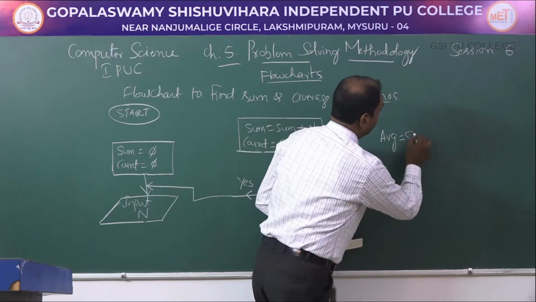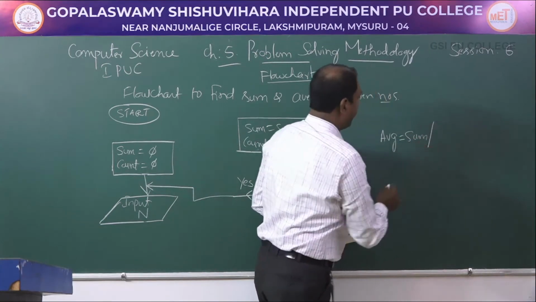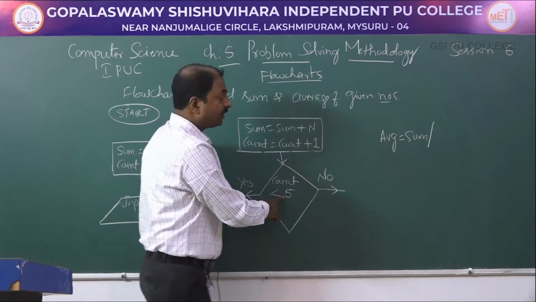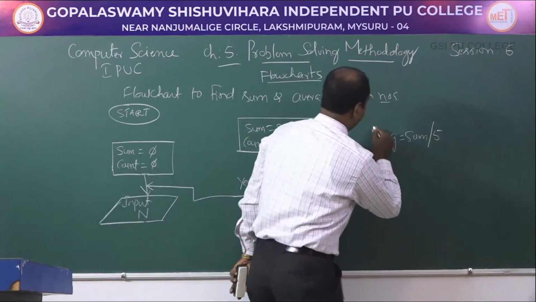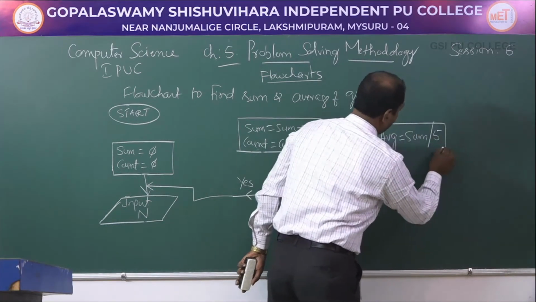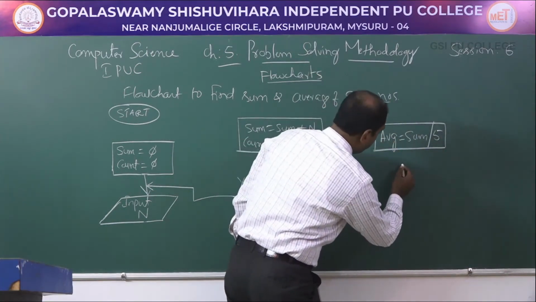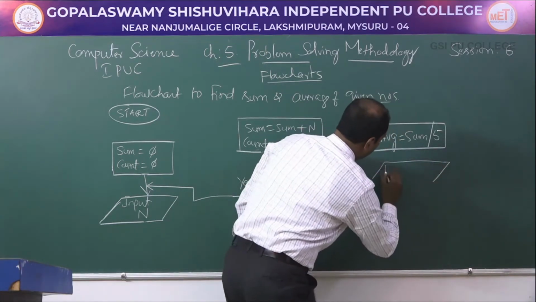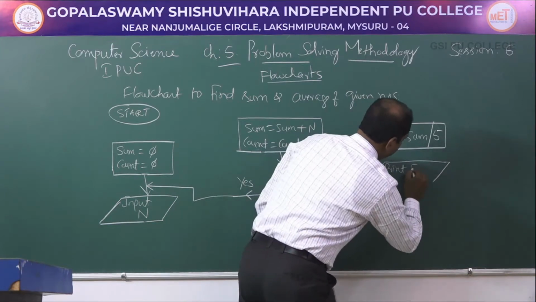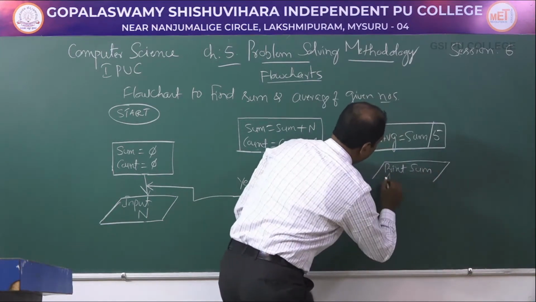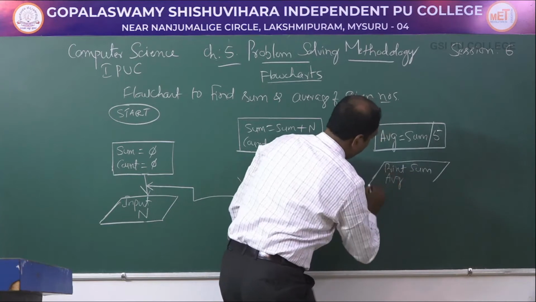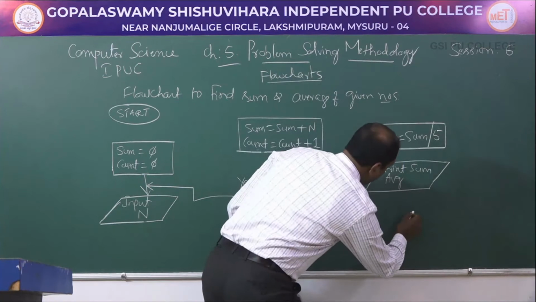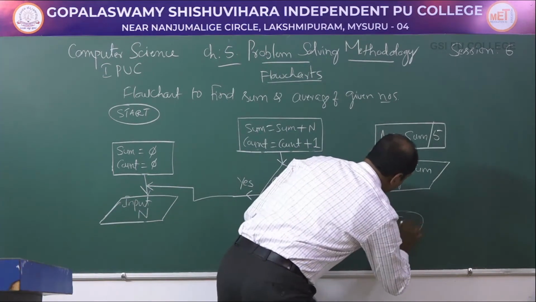Average equals sum divided by 5, because I have taken the condition as 5 numbers. Sum divided by 5, it is a processing box. Then we have to print sum and average. We have to print sum and average. Then we have to stop this flow chart.